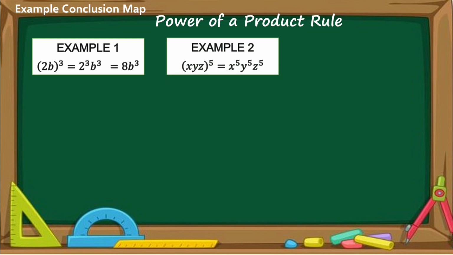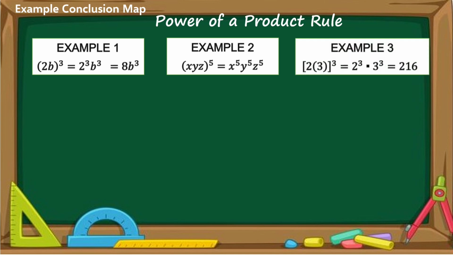Next example, (xyz)^5, that will be equal to x^5 y^5 z^5. Last example, we have (2 times 3)^3, it is equal to 2^3 times 3^3. The value of 2^3 is 8. The value of 3^3 is 27. 8 times 27, that will be equal to 216.